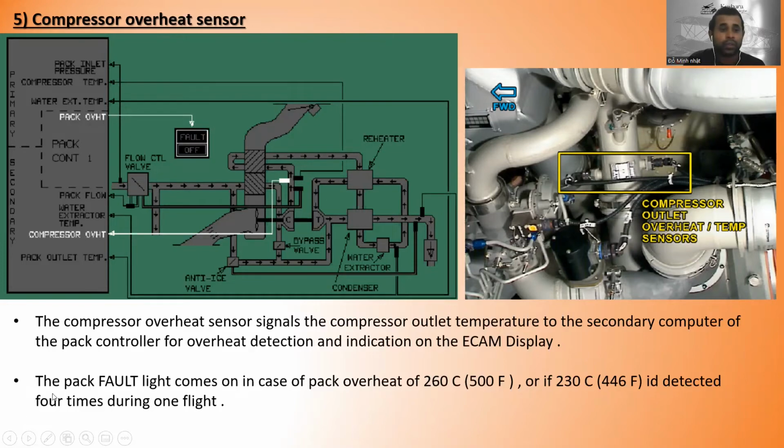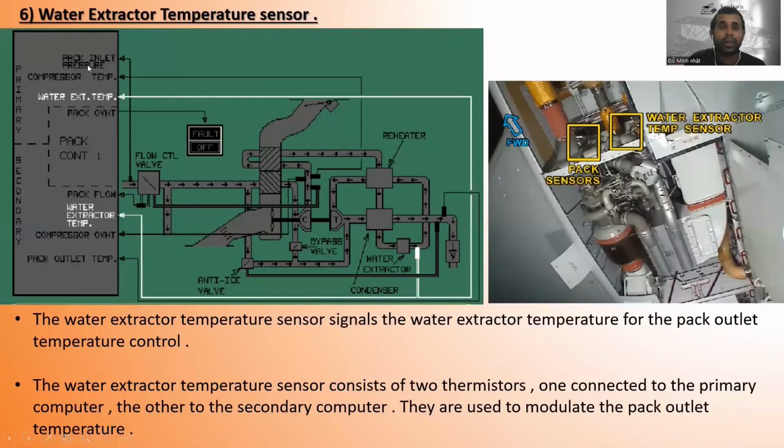So the pack 4 lights come on in case of pack overheat of more than 260 Celsius or 500 Fahrenheit, or if 230 Celsius or 446 Fahrenheit is detected 4 times during one flight. Okay, just remember. Okay, now let's go to the water extractor temperature sensor.